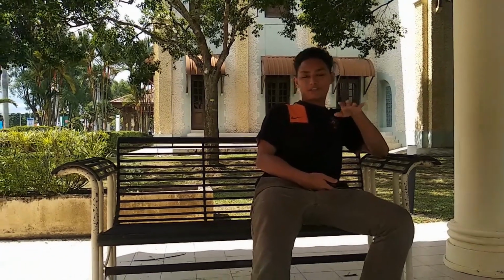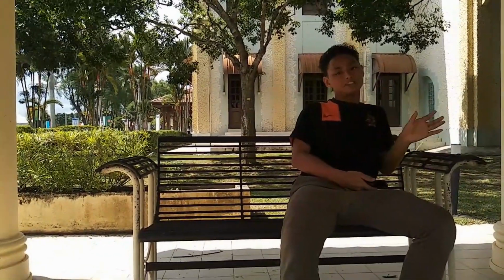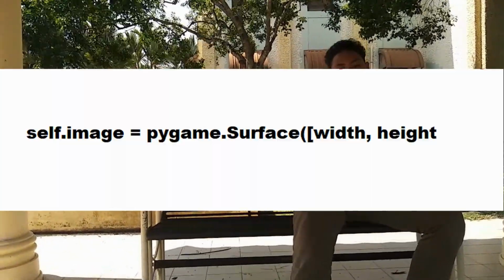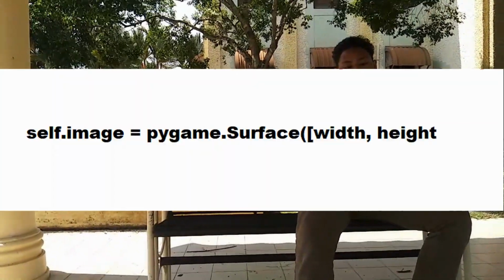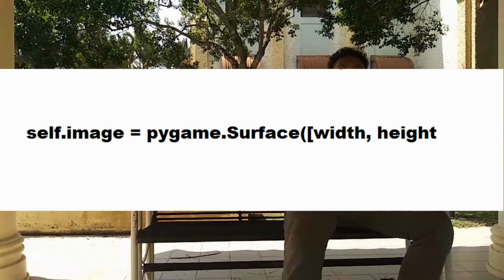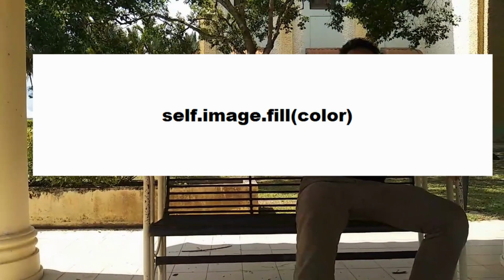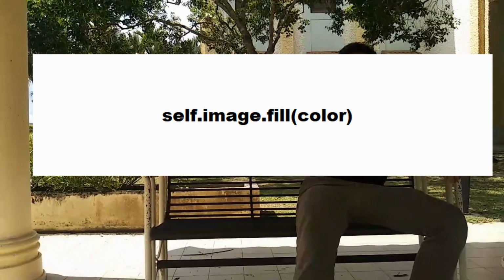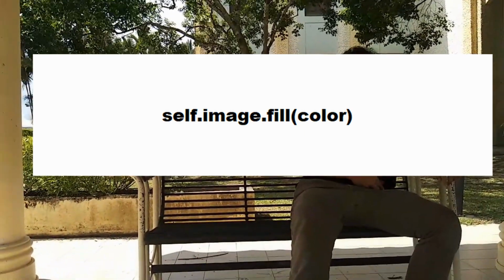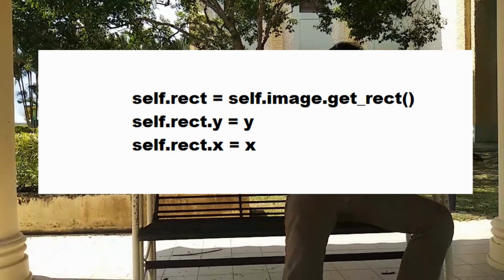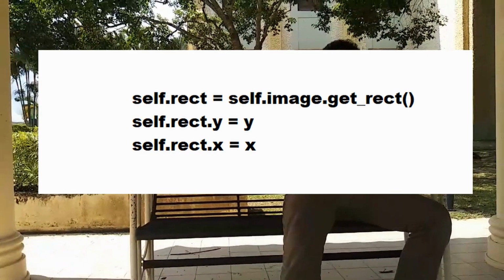Okay, after that, we're going to set up the wall class. We're going to set up a class for the wall. To set this up, we use this line to represent the width and the height of our wall. Next, we use this line to represent the color of our wall. Then, we use this line to set up the X and Y for our wall.